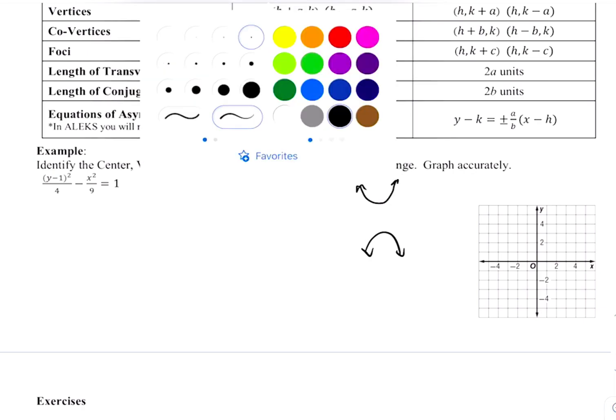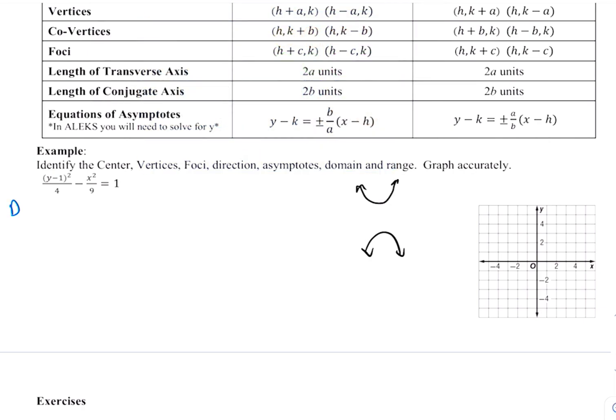Okay. So for my direction, this is going to be vertical. And then the center is still h and k. And remember, our h is always with x, k is always with y. So for the center, since I don't have a group symbol here, that means h is 0, and then my k is 1.